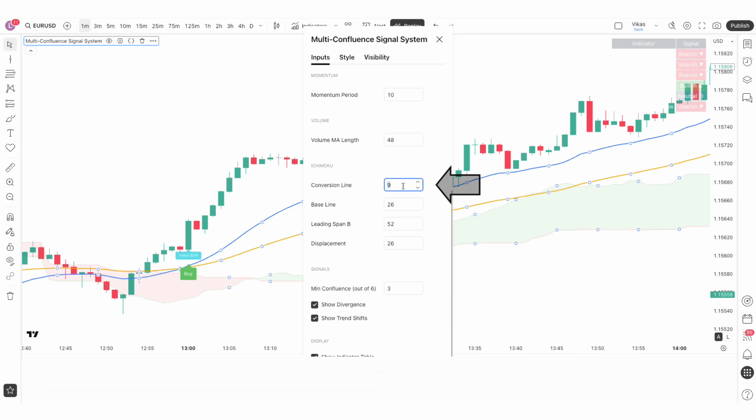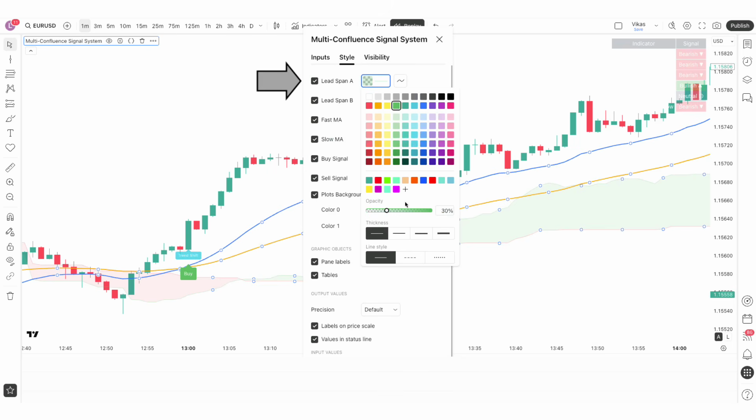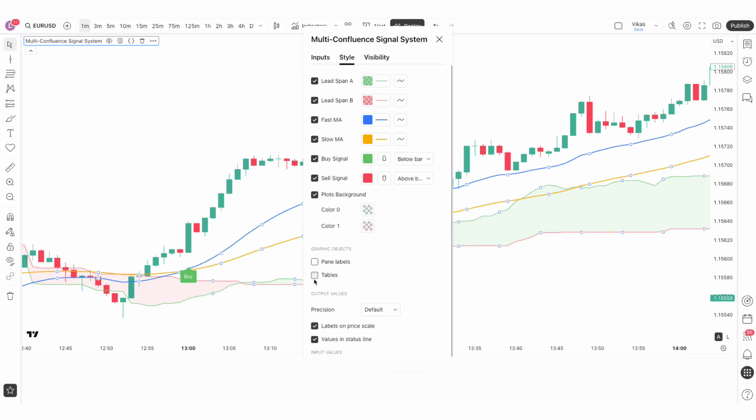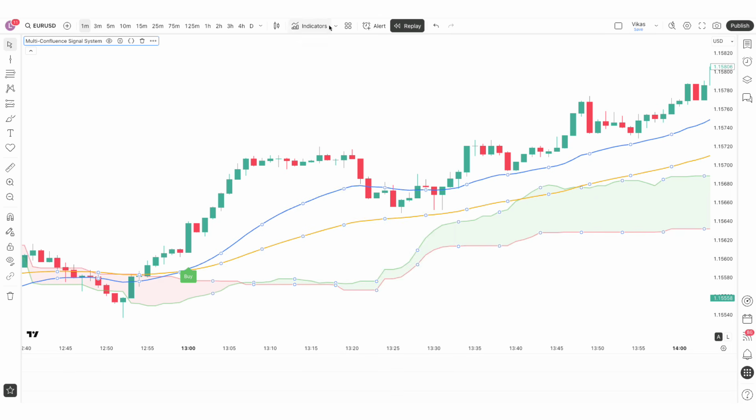We have to change this conversion line option from 9 to 12. We have to change this displacement option from 26 to 24. We need to increase the thickness of this lead span A and B option. We need to hide these options. After that, we have to apply another indicator on the chart.